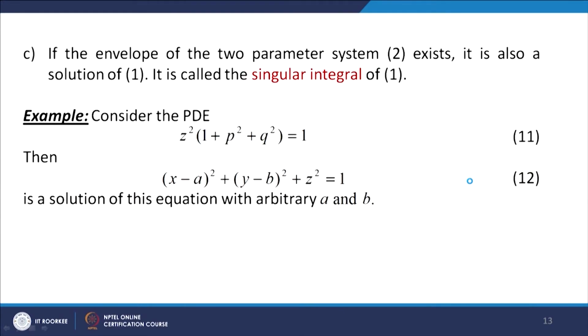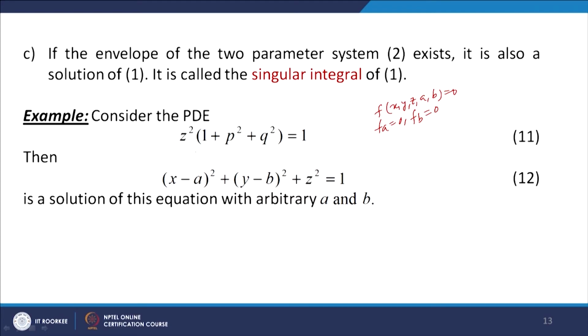And the third is the envelope of the two parameter system. Suppose your equation is f(x, y, z, a, b) = 0. If you want to find the envelope, you eliminate a and b from these three equations: f(x, y, z, a, b) = 0, f_a = 0, f_b = 0. If after eliminating a and b, the solution that you get is called the singular integral of the equation 1.